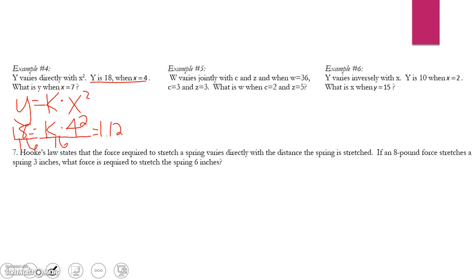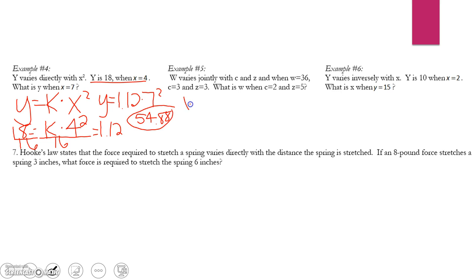Then it says, what is y when x is 7? So now I'm going to take that k, figure out what y equals, and plug in my k, and now it says x is 7. Notice I have to square that 7 as well. When I type that in my calculator, I get 54.88. That is my final answer.